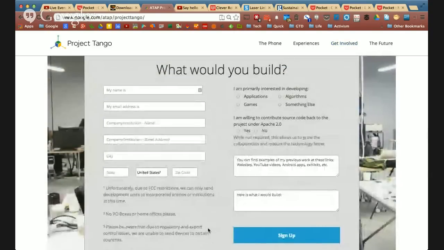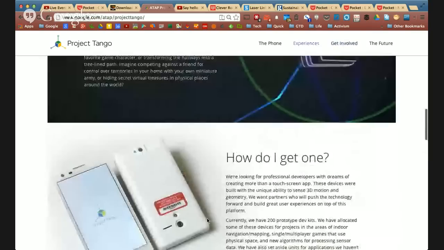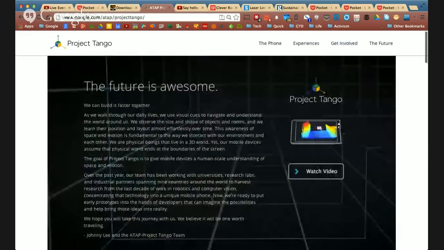Again, they've got about 200 prototype units, and if you go online, you can fill out a form and tell them how you would develop it and what you would develop, and based on those they'll make a decision on who to send the prototypes to. Now, there is a video. I'm going to see if I can launch it.